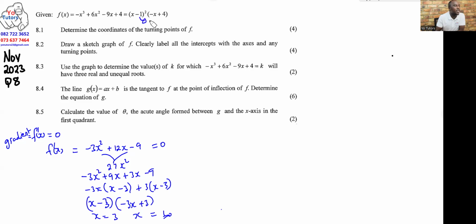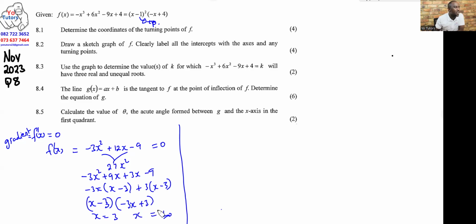So what we have here is (x - 1)². Once you see a squared factor, it means that at that point your graph is turning, because it's touching the same point twice. So it's a turning point. This is your turning point when it's given like that. Now, we are looking at the coordinates of the turning point. We've got the x values. What do we need to do now? We need to substitute to get the y value.